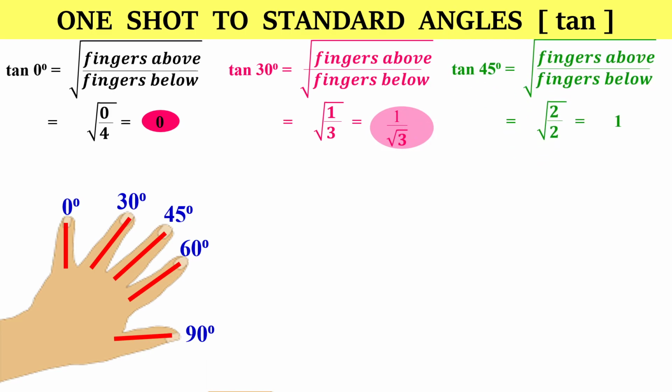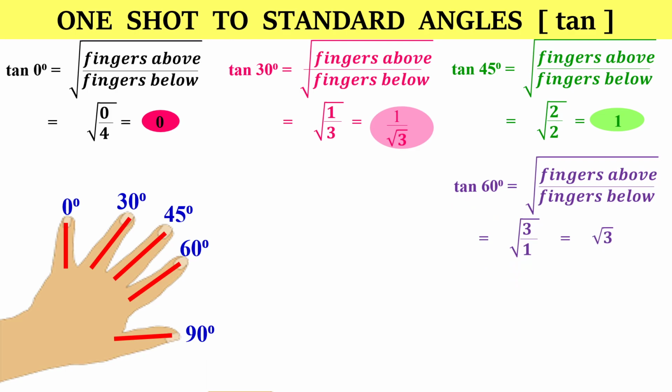Next we have tan 45. Tan 45, since it is the middle finger, you will always have 2 fingers above and 2 fingers below. So when I have square root of 2 upon square root of 2, both get cancelled and we have here the value as 1. So tan 45 degree is 1.